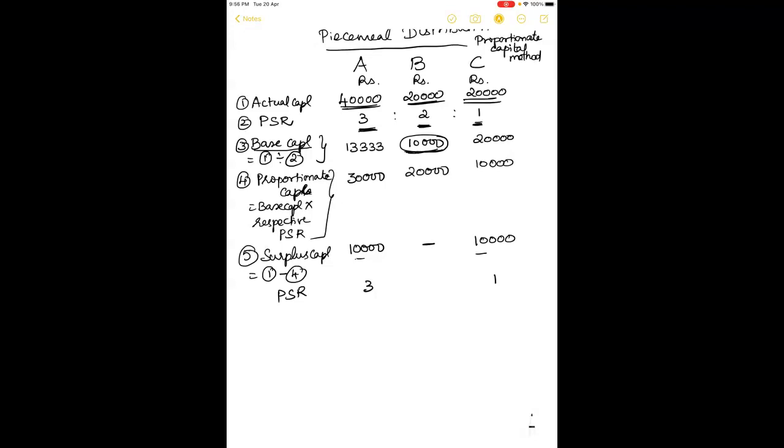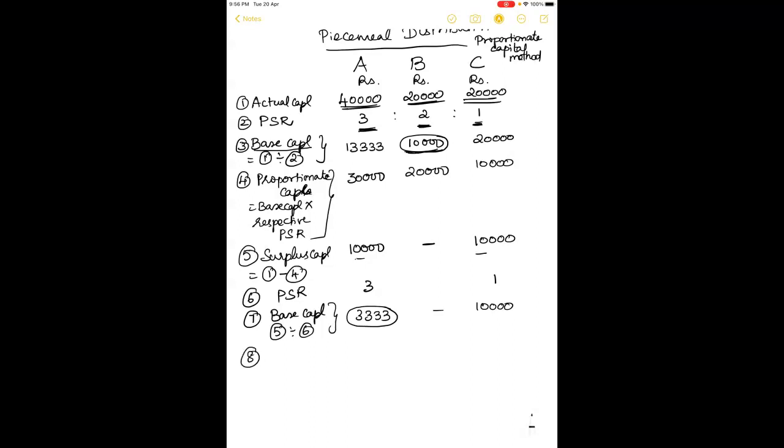So surplus capital, and then let me name this as the sixth step, profit sharing ratio. So based on this, I again fix up a base capital, which is nothing but fifth step divided by 6. That is your profit sharing ratio. 10,000 divided by 3 is giving you 3,333. And then 10,000 divided by 1 is giving you 10,000. Between these two figures, we are taking as usual the smallest amount as the base capital.